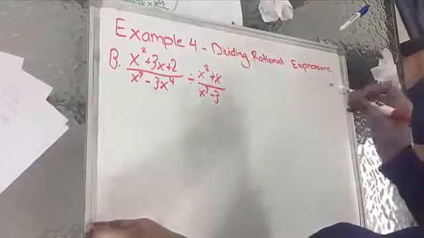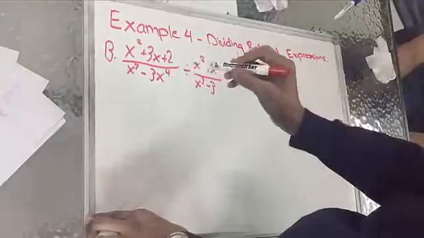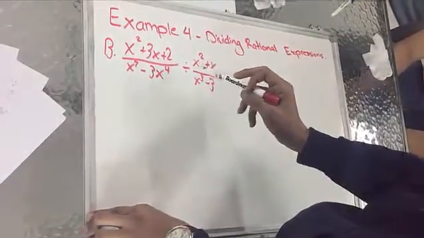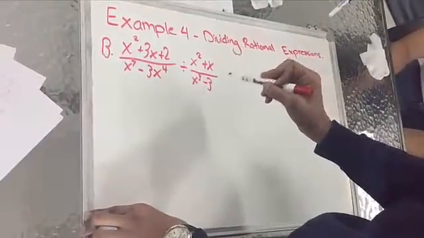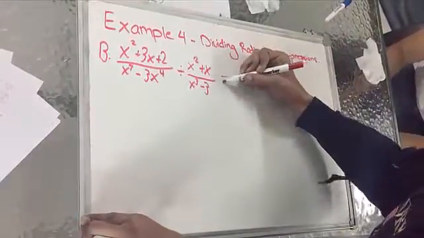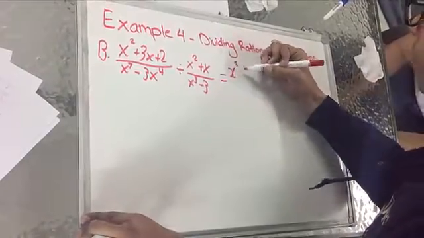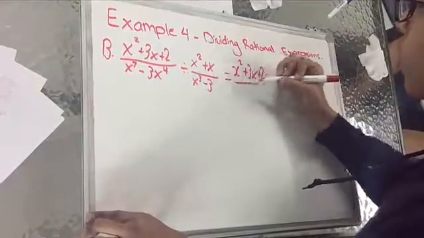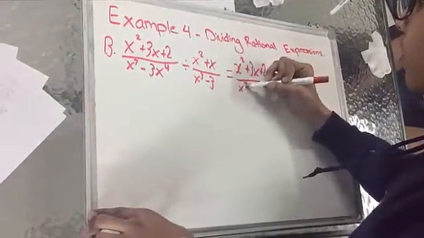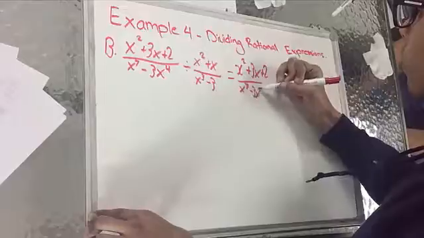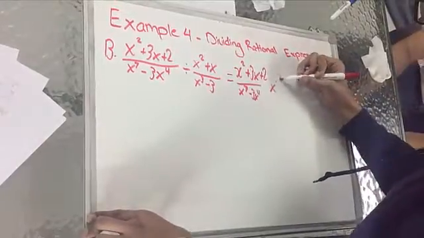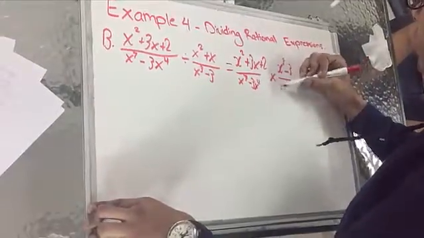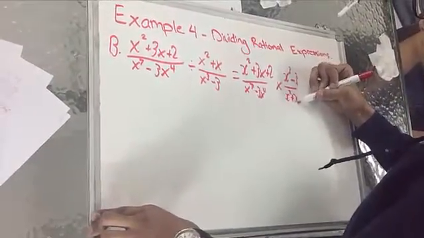Example 4. Dividing rational expressions, part B. So the equation is (x squared plus 3x plus 2) over (x to the power of 7 minus 3x to the power of 4) divided by (x squared plus x) over (x cubed minus 3). So it's going to be equal to (x squared plus 3x plus 2) over (x to the power of 7 minus 3x to the power of 4) multiplied by (x cubed minus 3) over (x squared plus x).